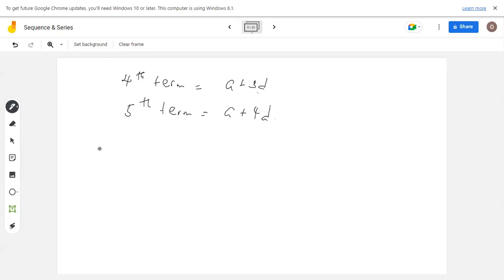So generally, the nth term of AP is equal to a plus n minus 1, bracket d. This is the formula to calculate the nth term of AP.